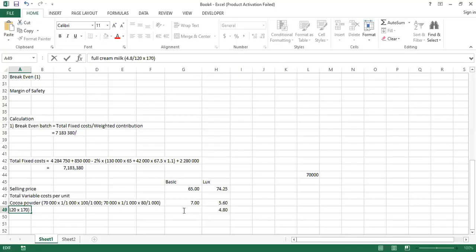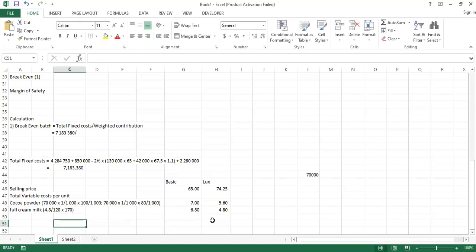All right, so let's put down the calculation. It's 4.8 divided by 120. Then the answer we get, we multiply by 170. So that's what we get there, 480. All right, and then let's pick up again.